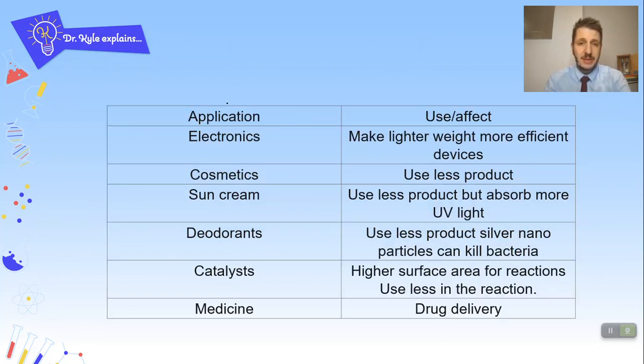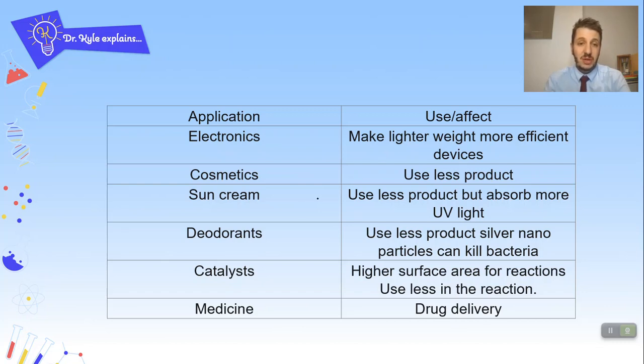So in this table, what I've done is I've just summarized each section that we've just looked at here. We've got electronics, and if we're using nanoparticles, the whole idea is that it could make it lighter weight and more efficient. And so your mobile phone might become lighter in weight and the battery might be able to last longer because the electronics have become much smaller, so the electricity doesn't have to travel as far, making it more efficient.